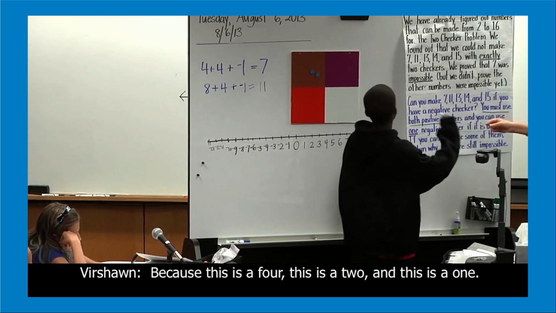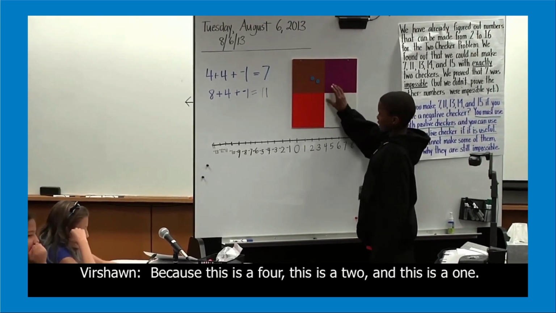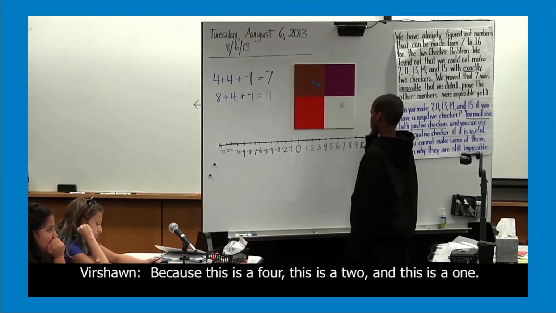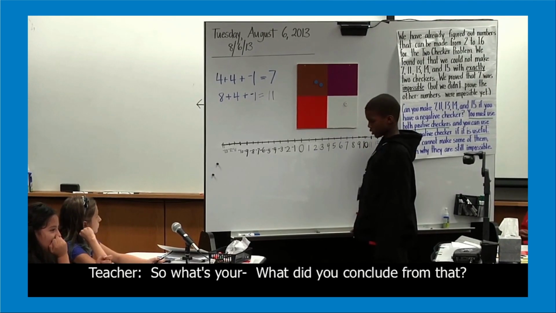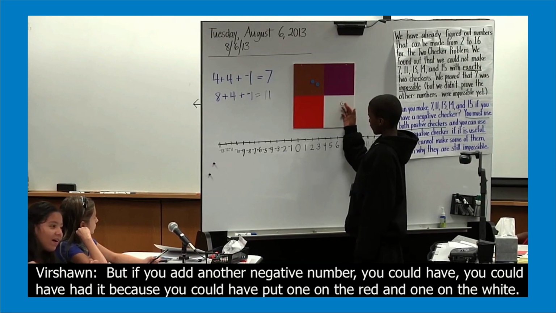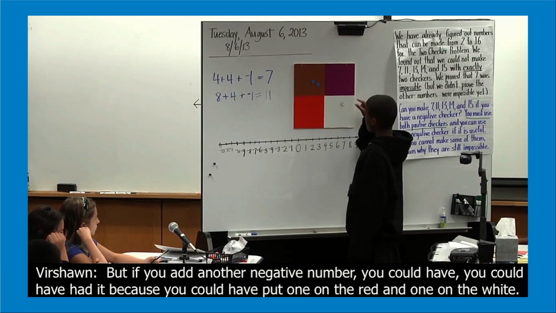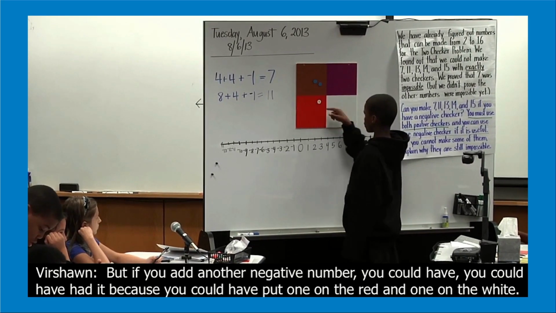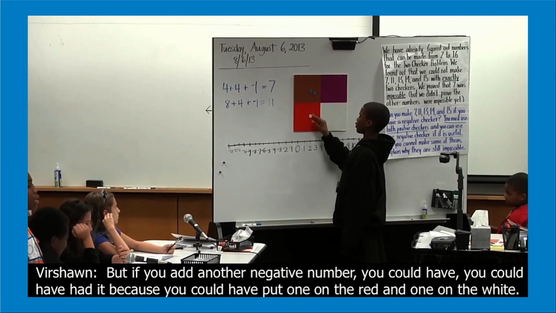Because this is a 4, this is a 2, and this is a 1. So what did you conclude from that? What did you decide? But if you had another negative number, you could have had it because you could have put 1 on the red and 1 on the white.